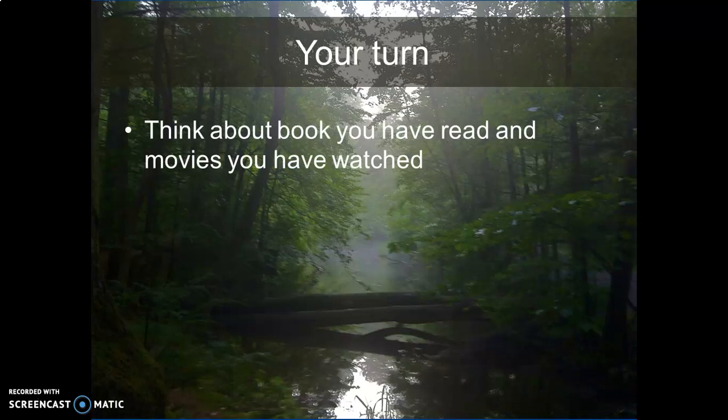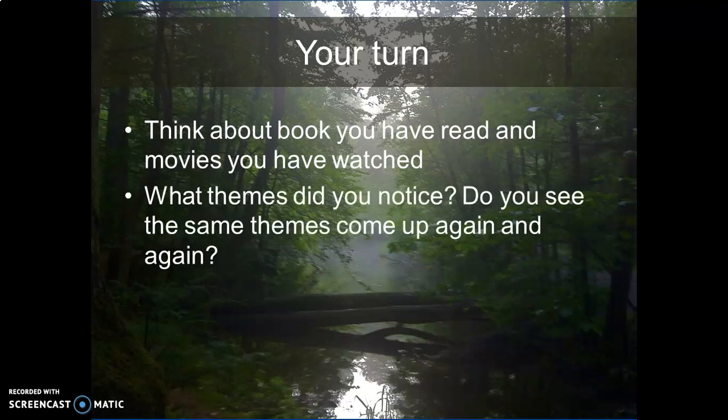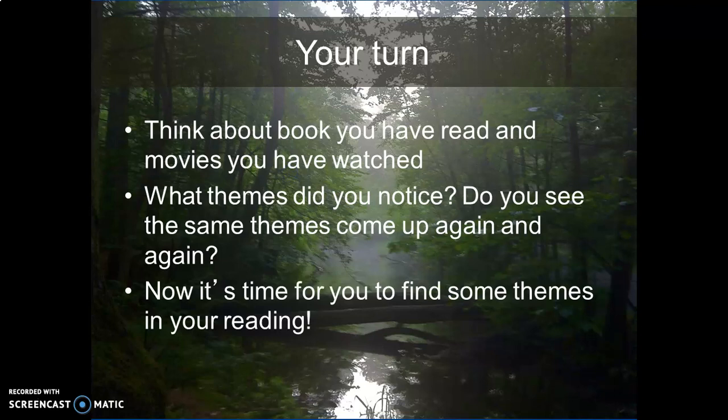Now you try. I want you to think about books you have read and movies you have watched. What themes did you notice? Do you see the same things come up again and again as you're reading or watching? Now it's time for you to find some themes in your reading.